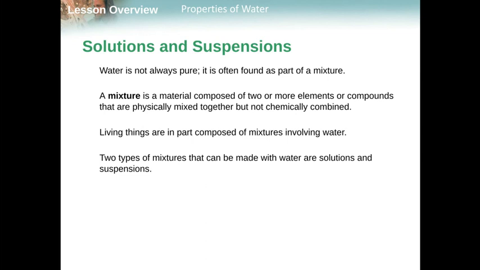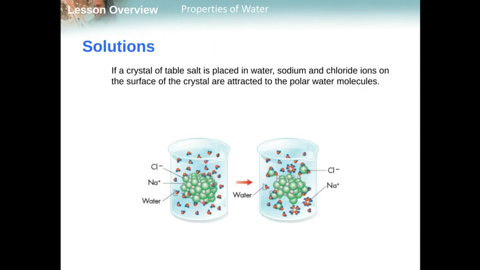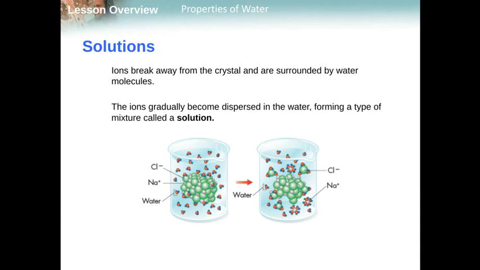Living things are partly composed of mixtures involving water, and the 2 types we're going to talk about are solutions and suspensions. With a solution, everything is mixing equally. We have this example of table salt. Our water molecules surround our salt crystal right here, and that causes the sodium and chlorine ions to separate, and those are then surrounded by water. We say that they dissociate. They break away from the crystal and are surrounded by water molecules, and we call this a solution when it is evenly mixed throughout the entire substance, in this case, the salt water.